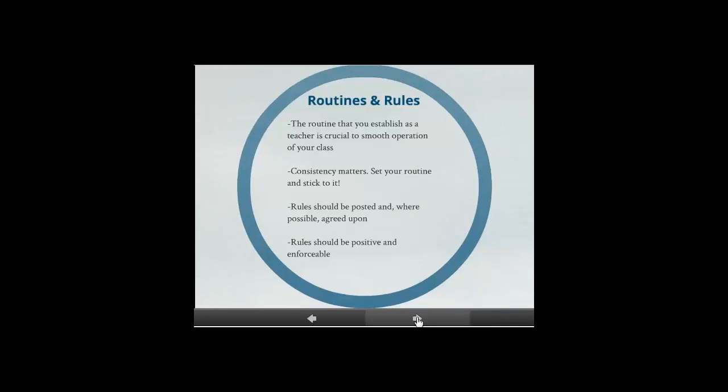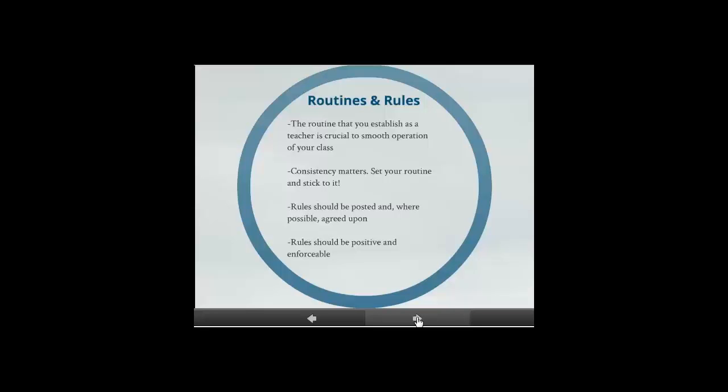The routine that you establish is crucial to the smooth operation of your class. Taking the time to establish a solid routine will help students to learn more effectively and will help the teacher to be able to deliver lessons. Remember to stick to your routine. Consistency matters when it comes to establishing a routine.